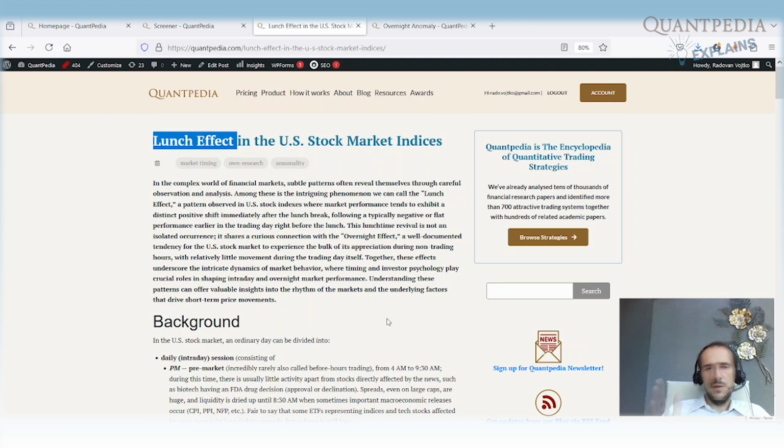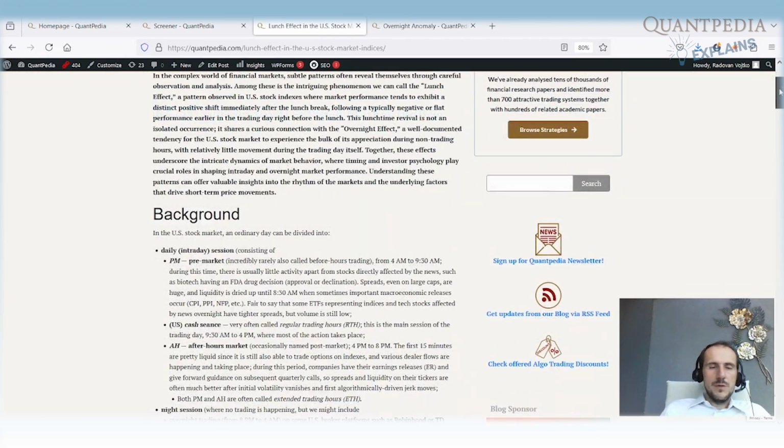There is a significant reversal that's connected with the noon time in the market. That's the time when usually people go to lunch. So how does it look? We will get to it, but firstly, some background.